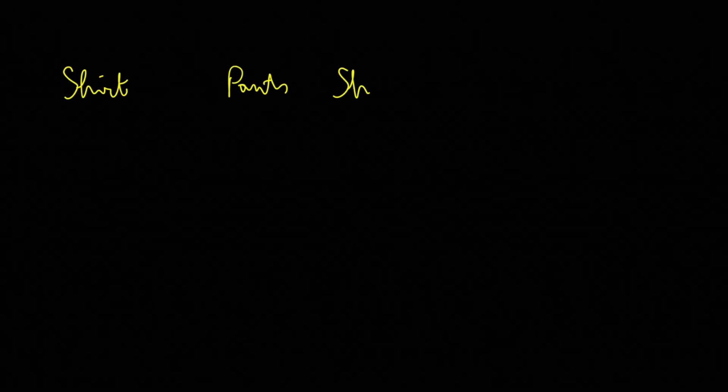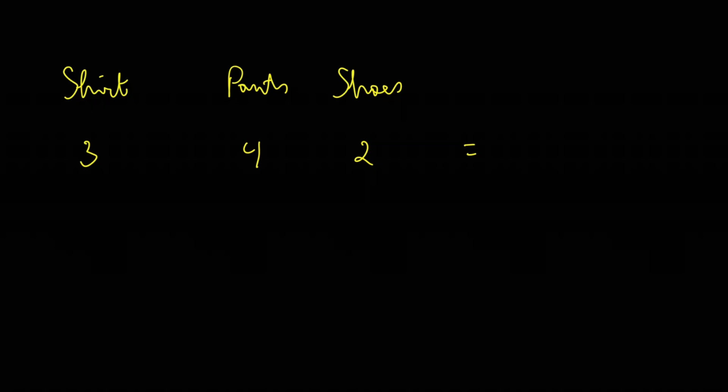Let's look at two common rules. First, the product rule. If you make a sequence of choices like choosing a shirt, then pants, then shoes, and each choice has a fixed number of options, you multiply the options together. So for example, if you have 3 options of shirts, 4 options of pants, and 2 options of shoes, then you have 3 times 4 times 2, 24 possible outfits.